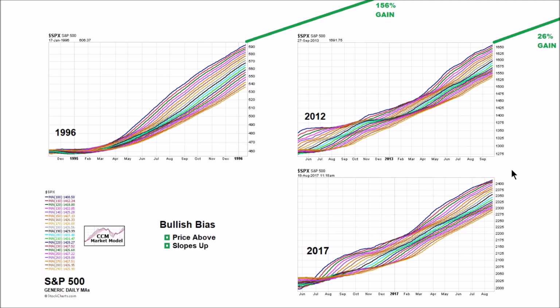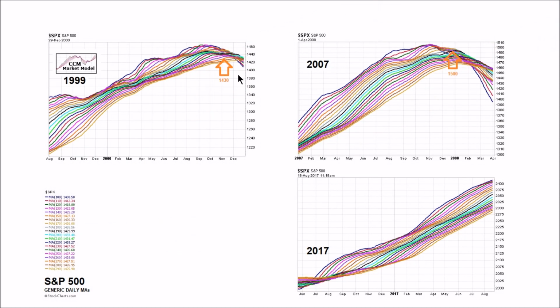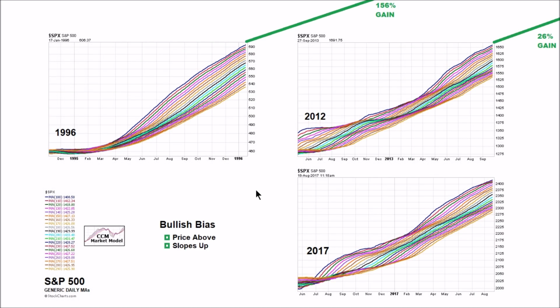Does that mean that's what's going to happen in the present day? No, it simply speaks to probabilities. And in the present day, our current profile looks a lot more like these constructive profiles than these concerning profiles. Now we're going to transition into volatility and the psychology of the markets using these charts as a basis for our discussion.